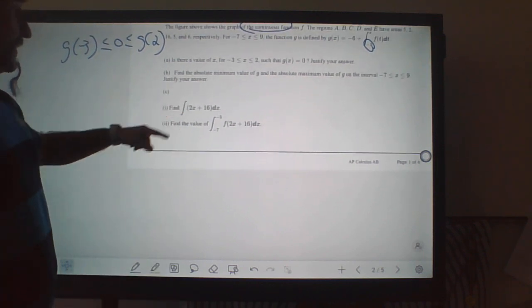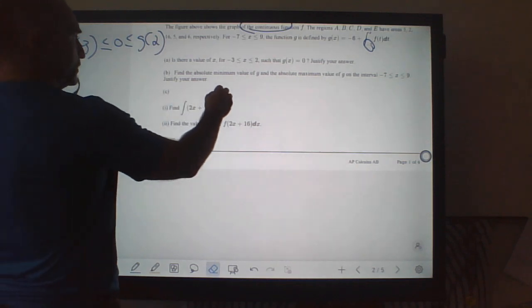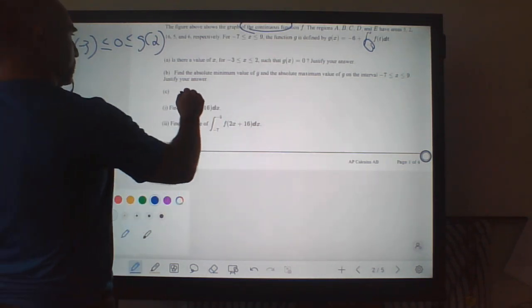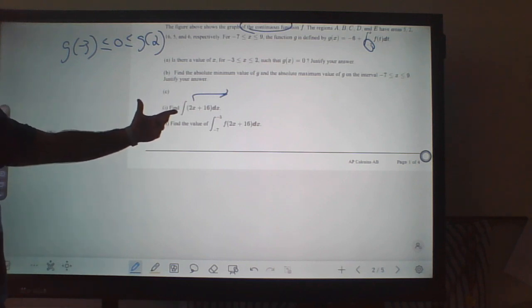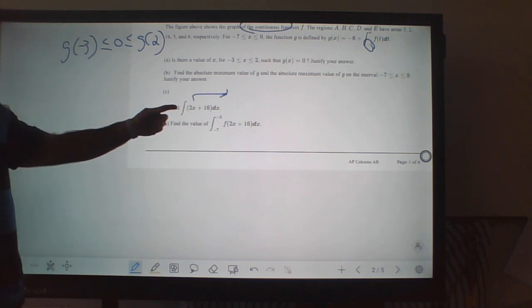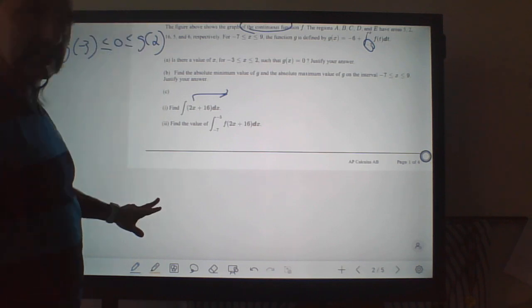All right, C. Okay, this is the easiest part here. This one right here almost seems a little too easy. It might catch you off guard at first glance. The integral of 2x plus 16 has nothing to do with that function that we saw up top.